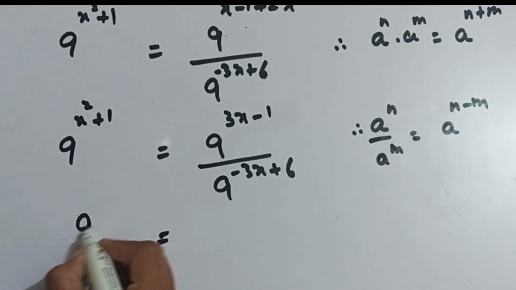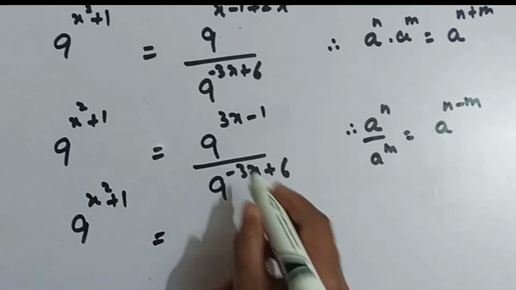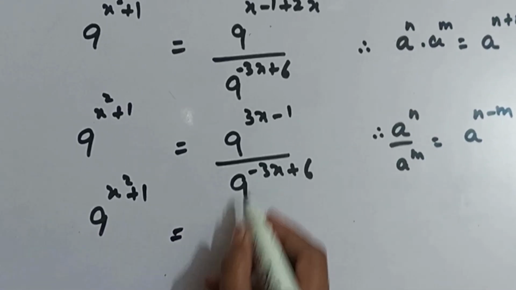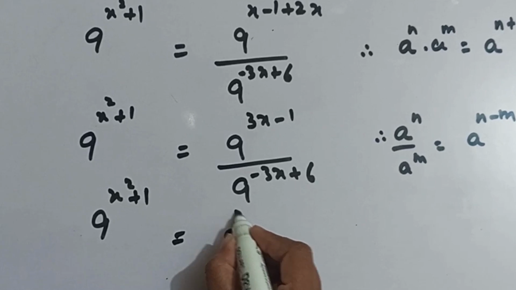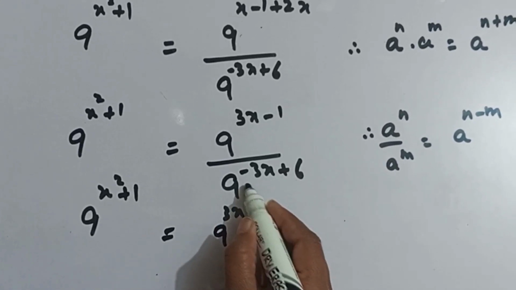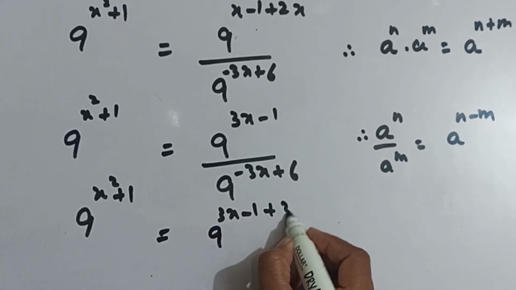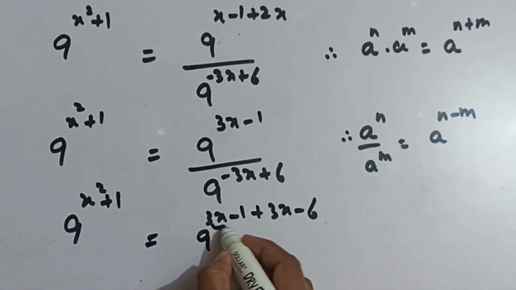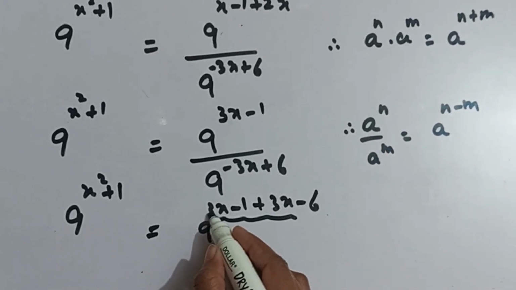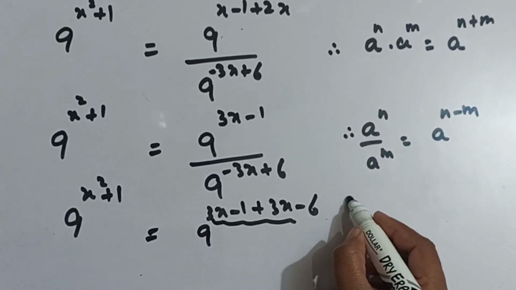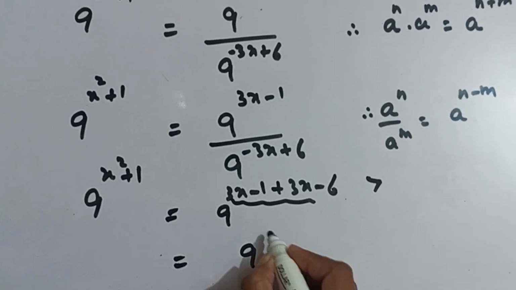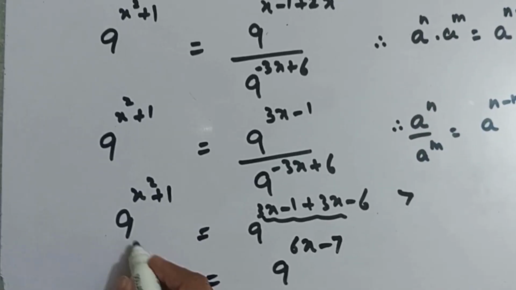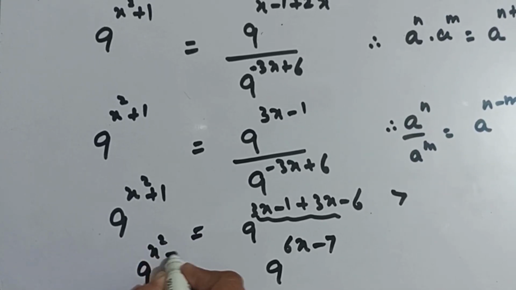So we copy this side, 9 raised to the power x² plus 1, and look at this. Using this identity, we write this as 9 raised to the power 3 times x minus 1, and this will become plus 3 times x and minus 6. So now we simplify this exponent: 3 times x plus 3 times x, this will become 6 times x, and minus 1 and minus 6 will become minus 7, and the left hand side is 9 raised to the power x² plus 1.